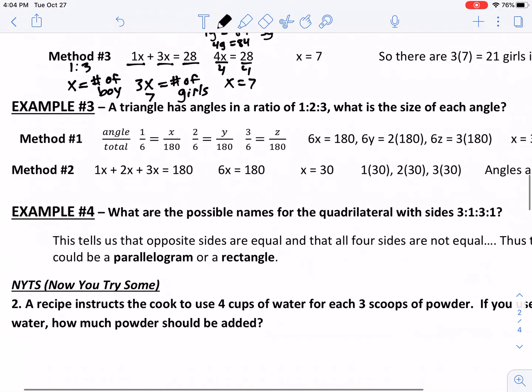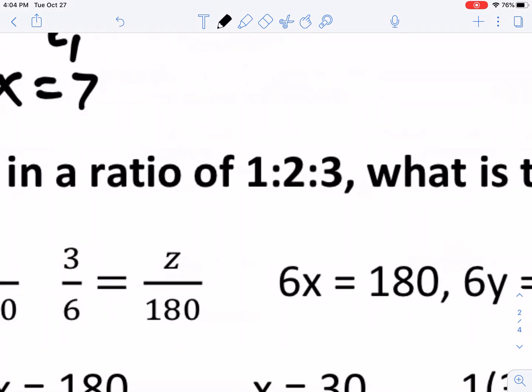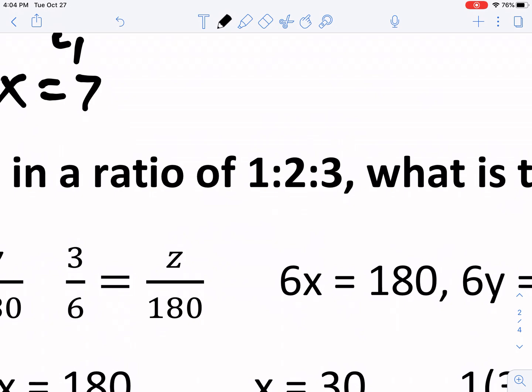Let's look at example 3 here. It says, a triangle has angles in the ratio of 1 to 2 to 3. What is the size of each angle, okay? So all that's saying here, again, this is in terms of part to part to part. So this represents the ratio of the 3 angles. However, if we think of it as parts of a whole, how many parts do I have here? 1 plus 2 plus 3 is what? 6. So there are 6 parts.